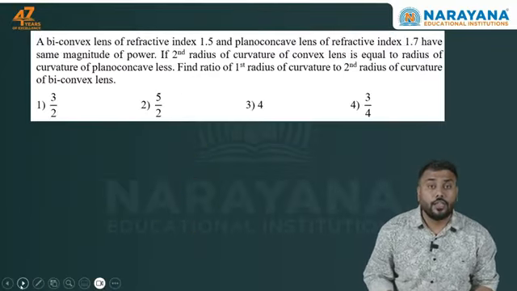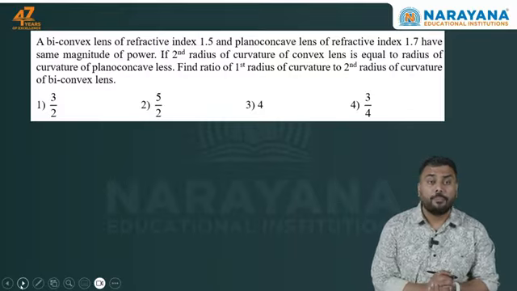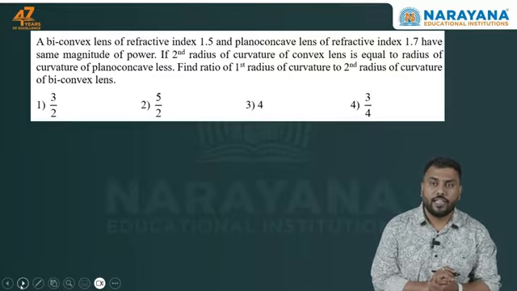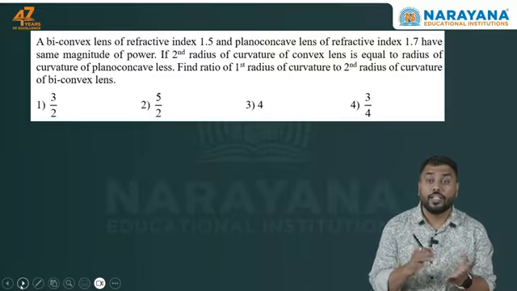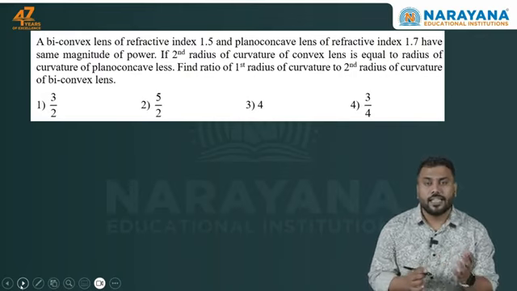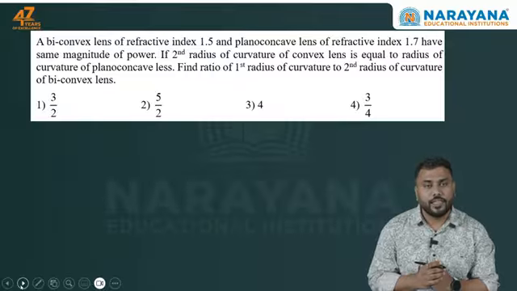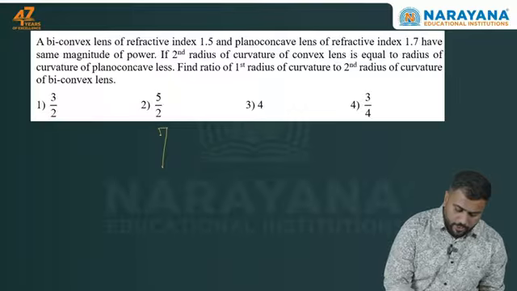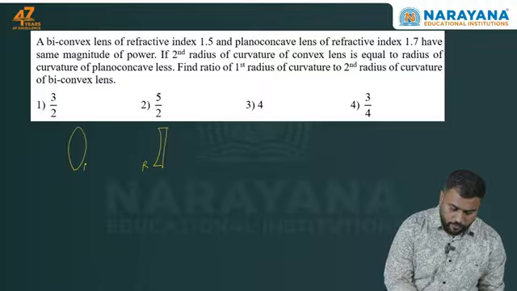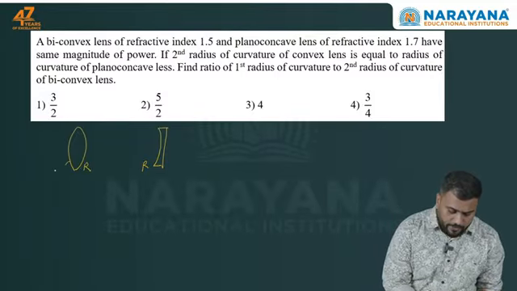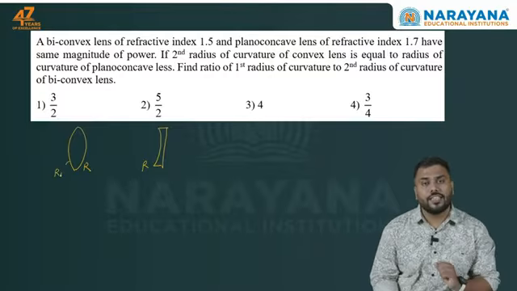The next question is from optics. Here we have a biconvex lens of refractive index 1.5 and a plano-concave lens of refractive index 1.7. They have the same magnitude of power. The second radius of curvature of the convex lens is equal to the radius of curvature of the plano-concave lens. So this plano-concave lens radius of curvature and the second radius of curvature of this convex lens are the same in magnitude. Let's say the first radius of curvature of the convex lens is r1.